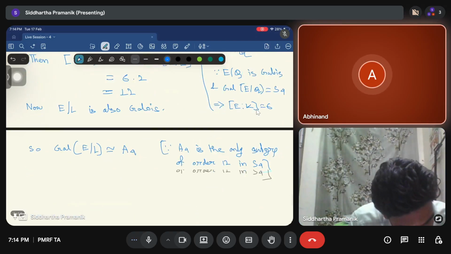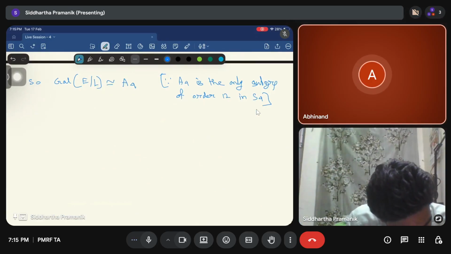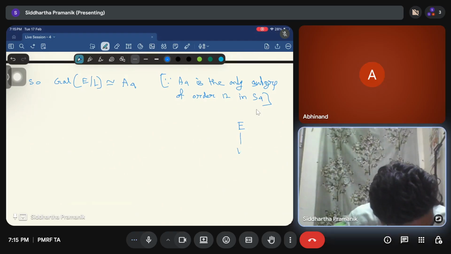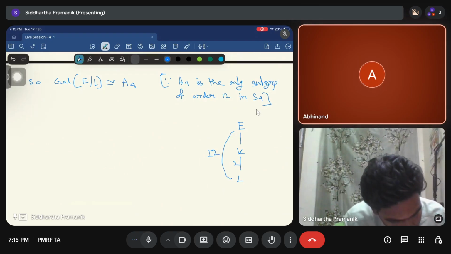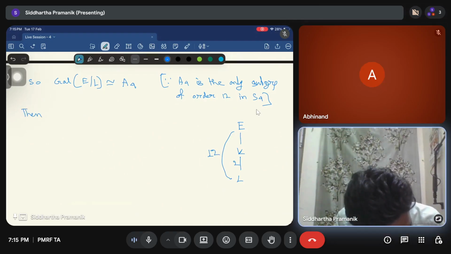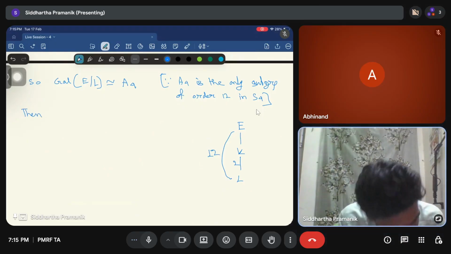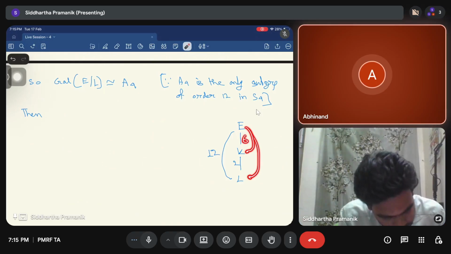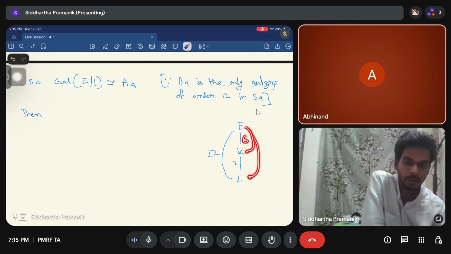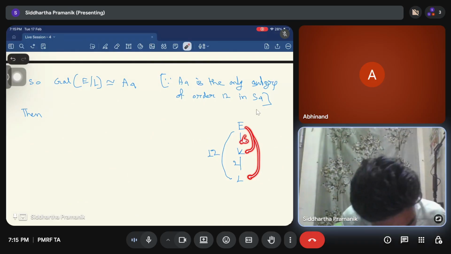A4 doesn't have any subgroup of order 6. So this is 2, this is 12. So E over L is Galois. So E over K is also Galois, right? Then the order of E over this K is 6. But A4 does not have any subgroup of order 6. So that will be the contradiction.